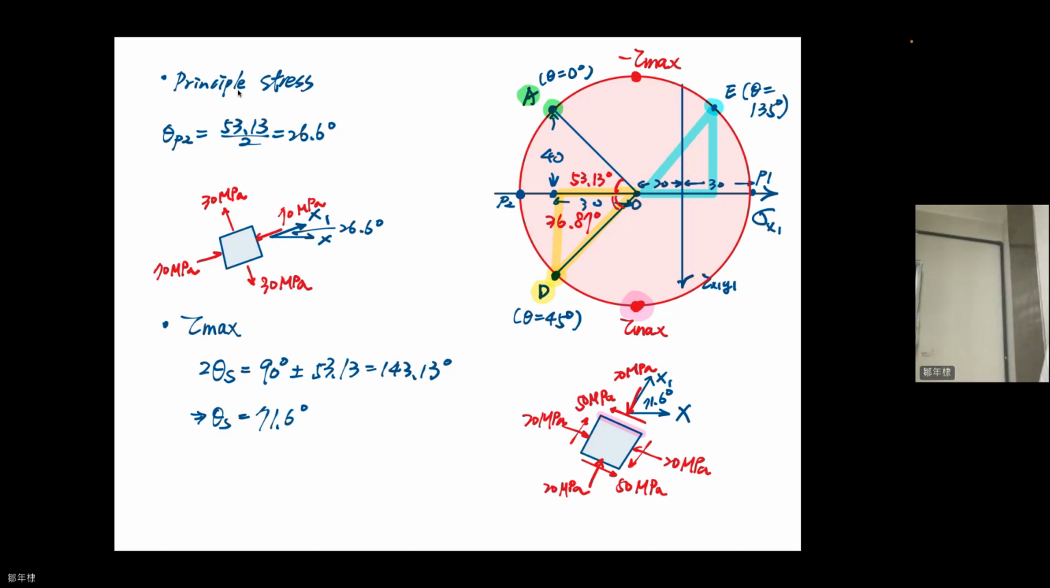Okay. Then we are going to talk about Hooke's law. Hooke's law in a plane stress case. Not difficult, right? I hope.